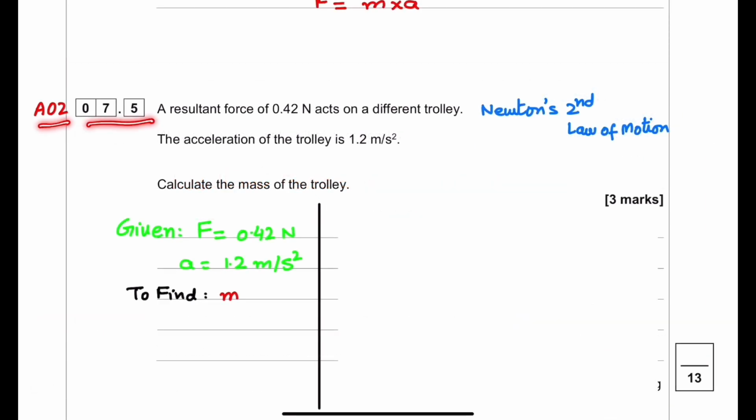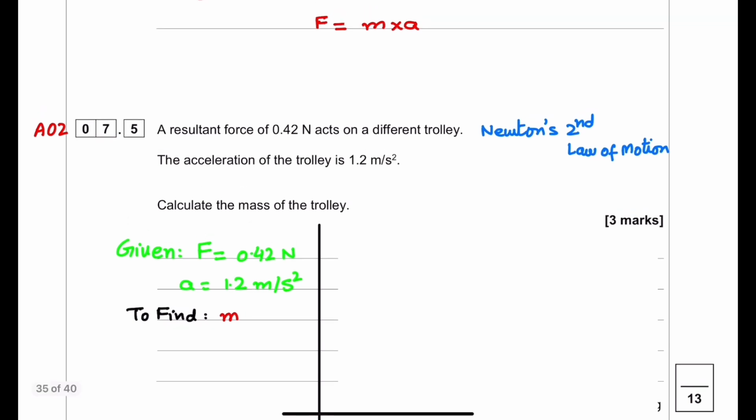7.5 is an AO2 question, and this question is from the topic of Newton's second law. The force is given as 0.42 Newton and the acceleration is 1.2 meter per second square. The student needs to calculate the mass. We will use the equation force is equal to mass times acceleration. The force is already given. Acceleration is 1.2 meter per second square and we need to find the mass of the trolley.